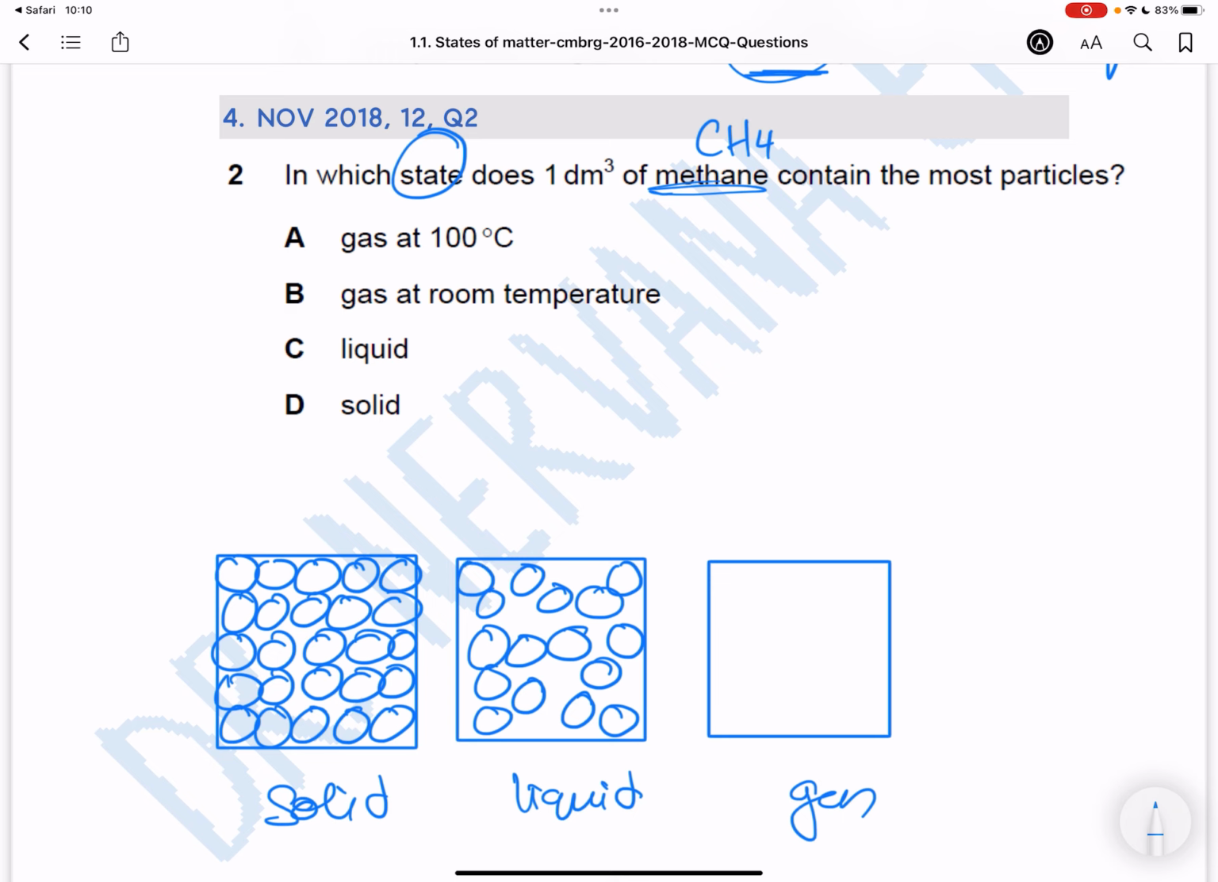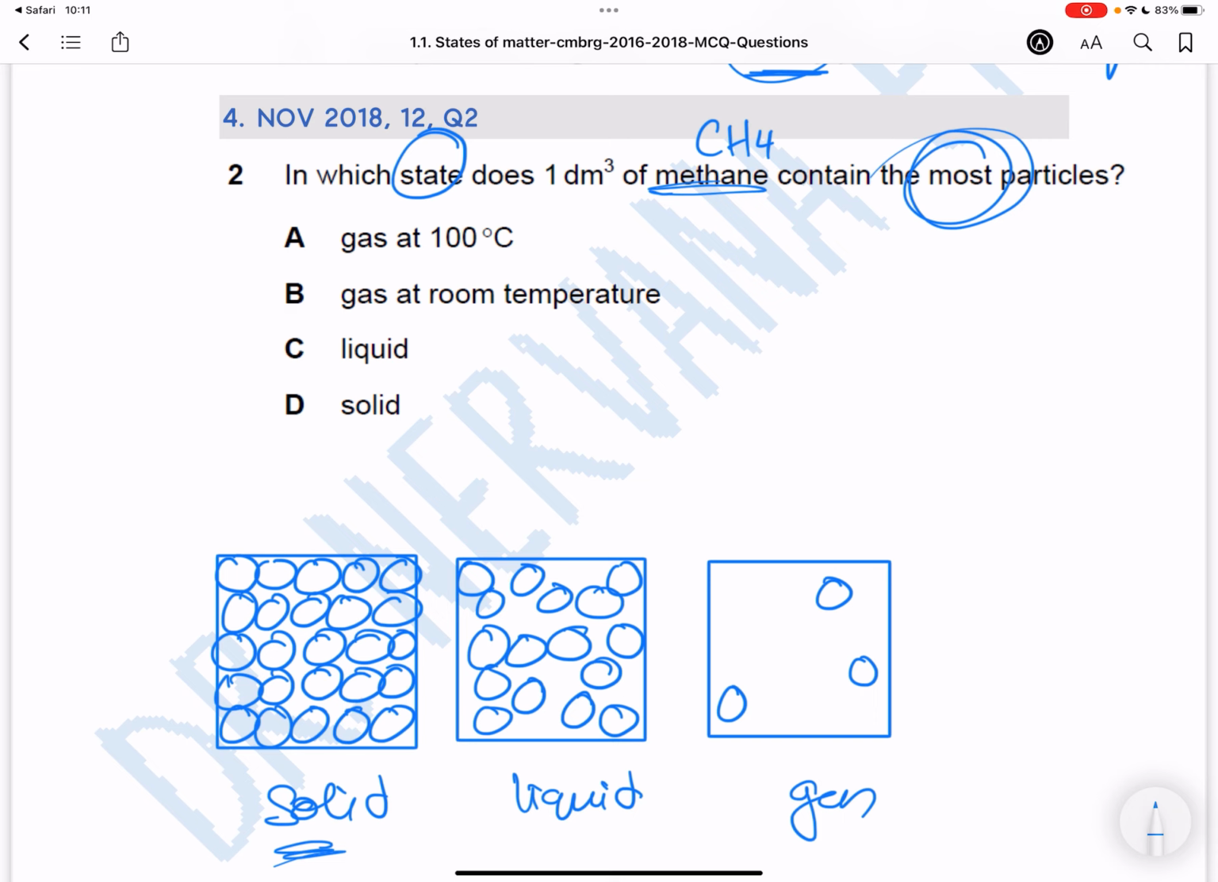Okay, particles in liquid are not tightly packed, even though they are touching, but they're still able to move past each other. In gas, they are really far apart. All right. So in which state do we have the most particles? It's in solid state. In solid state, we have so many particles.